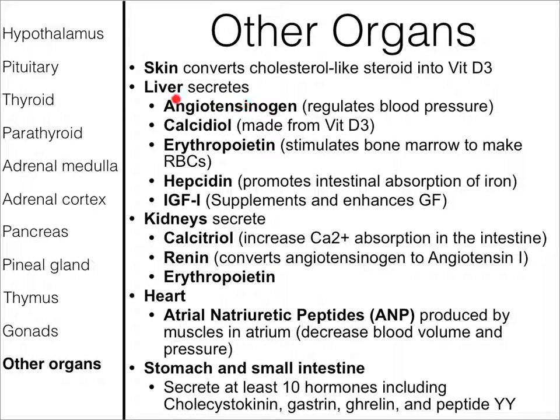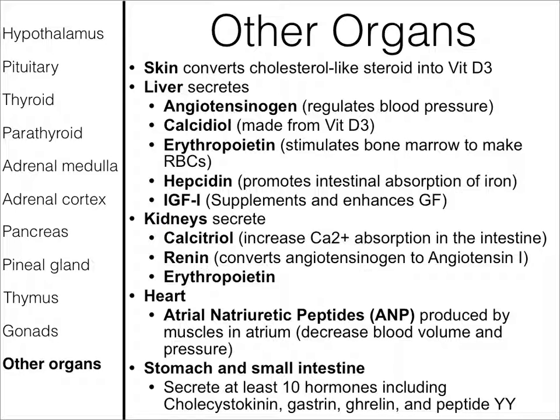The liver secretes a whole host of hormones and enzymes that affect hormones. Angiotensinogen, which is a precursor to a blood pressure regulator, calcidiol, which is vitamin D3 processed to the next step, erythropoietin, which is a hormone that stimulates the production of red blood cells from your bone marrow, hepcidin, which promotes intestinal absorption of iron, and insulin-like growth factor 1, which is a growth factor that helps your standard global growth factor in some cases.